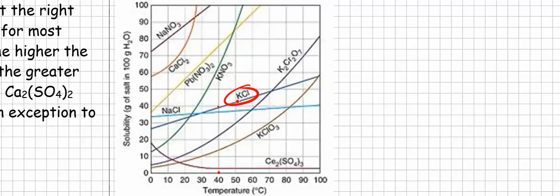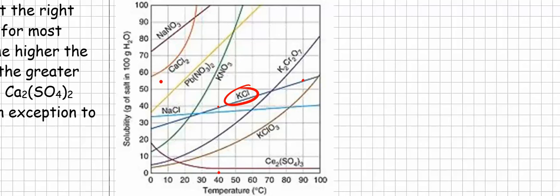water. But what happens if I'm not at 40 degrees? What happens if I go all the way up to, let's say, 90 degrees? 90 degrees is right here on that KCl line. So if I go across, that's about 55 grams. So at that higher temperature, I can dissolve more of the potassium chloride than I can at the lower temperatures.